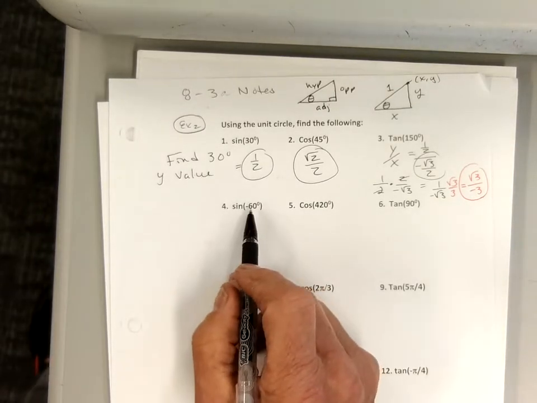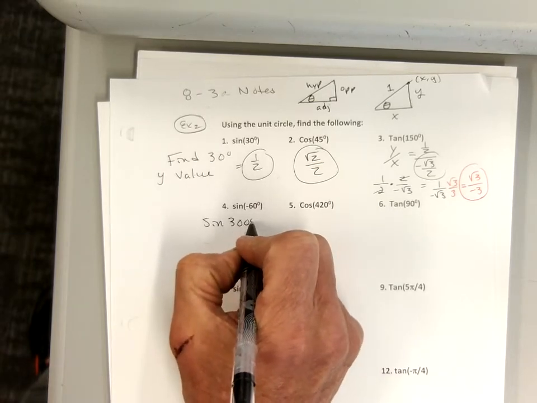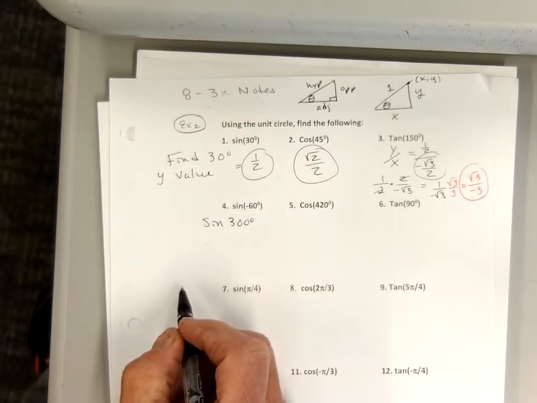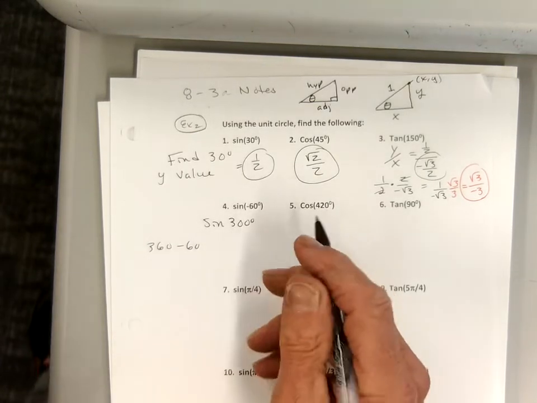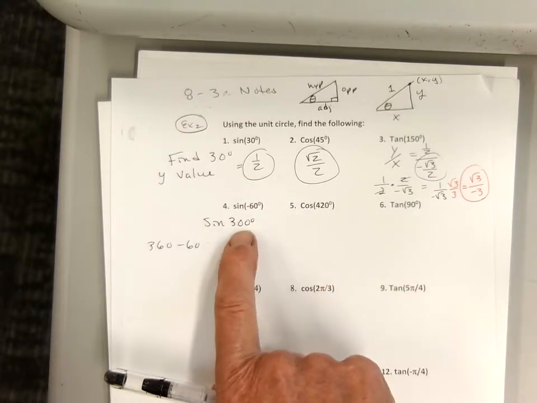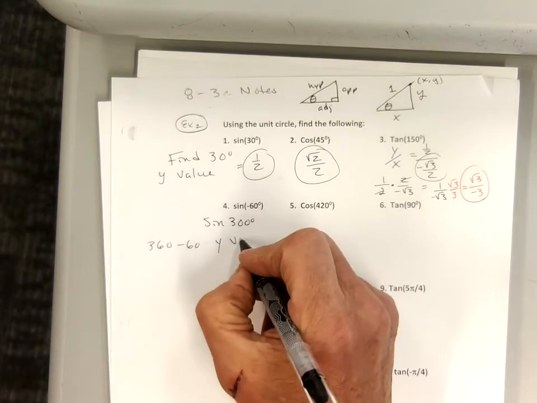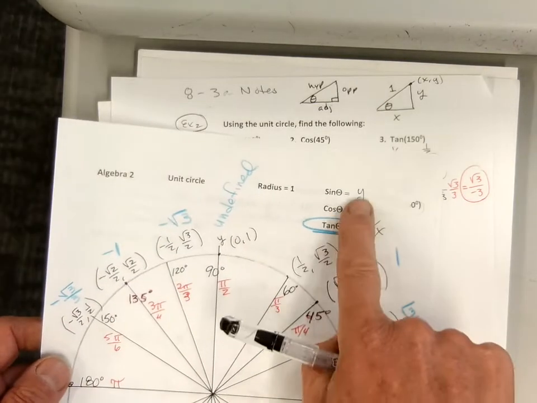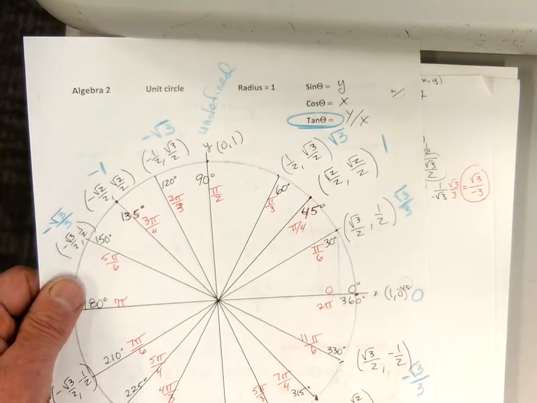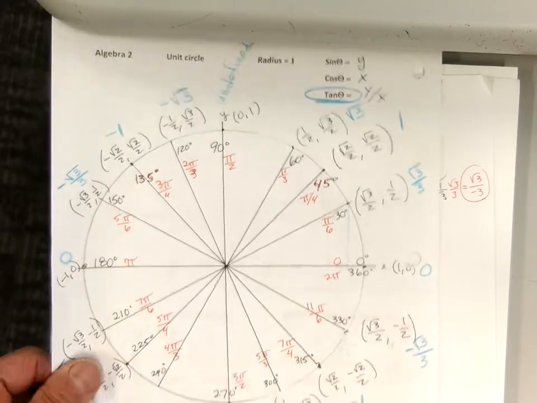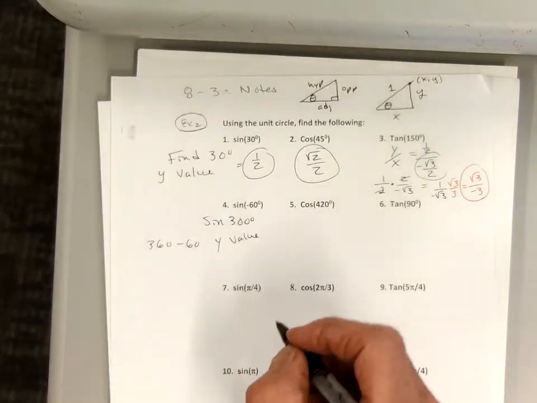Sine of 60. Well, sine of 60 is the same thing as sine of 300 degrees, right? Because you've got 360 and a minus 60. So, sine of 300. Let's use our circle. Go to 300 degrees and find the y value, because sine is the y value. What's the y value? At 300 degrees, the y value is negative square root of 3 over 2. That is the answer.